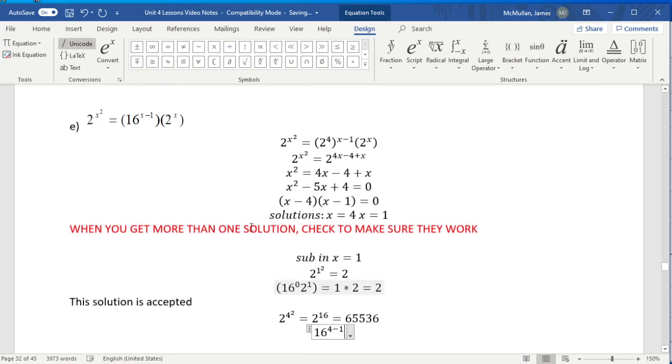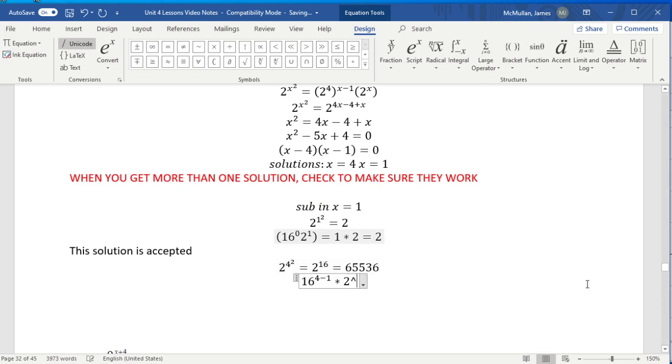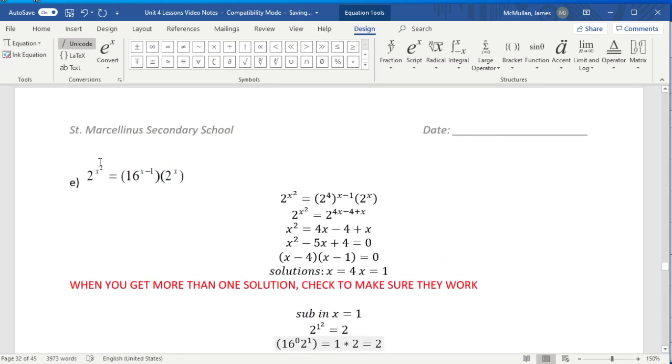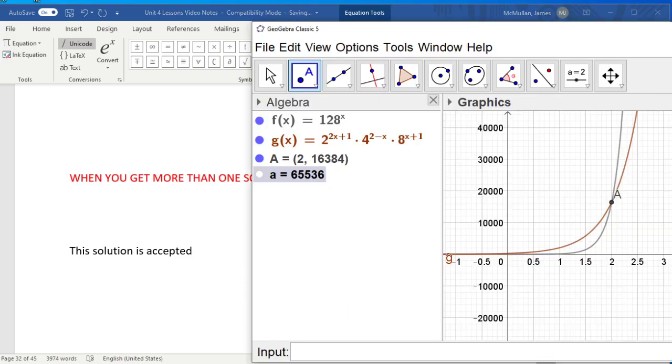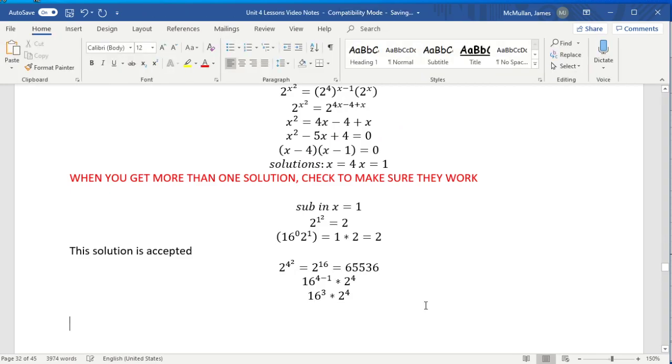So we have 16 to the power of 3 times 2 to the power of 4, right? That's what we have on the other side if we sub in x equals 4. So 16 to the power of 3 times 2 to the power of 4. Let's check what that is. 16 to the 3 times 2 to the 4, and we get the same answer. So I'm going to accept this solution as well.